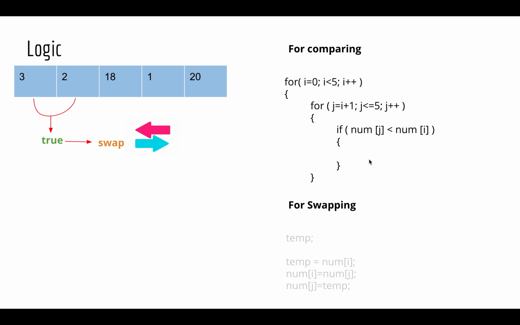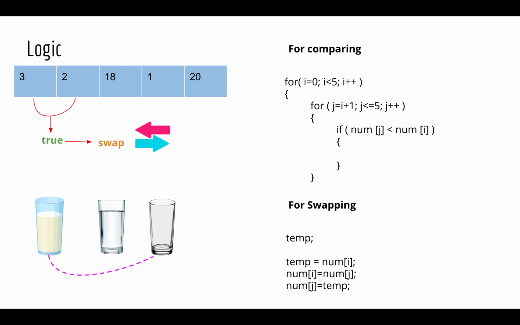So here's the block of code for swapping. Let's make this block of code a bit clear with a simple example. Here's a glass containing milk and here's another glass containing water. What if we have to swap these two values? With a simple logic, we'll simply bring another empty glass, and at first we'll pour the milk into that glass. So this is basically step 1, and in the next step we'll pour the water into the first glass, and in the last step we'll pour the milk into the second glass. So this is how we can swap these two things.